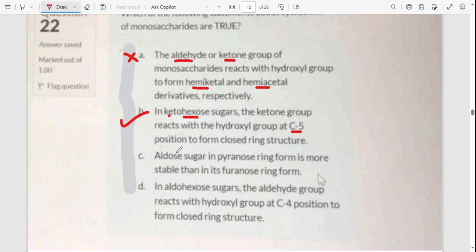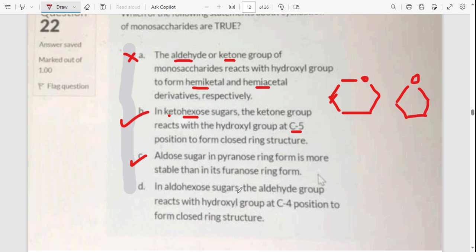Is a sugar in the pyranose ring form more stable than its furanose form? This is true. Pyranose is more stable. Pyranose looks like this. It's more stable than furanose. The furanose looks like this.